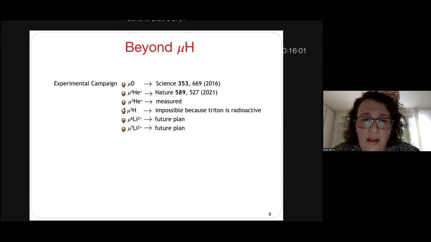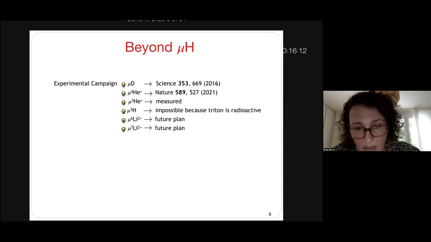The muonic deuterium has been measured and published in Science in 2016. The muonic helium-4 was measured and the results were published in Nature one year ago. The muonic helium-3 has been measured and is presently being analyzed. The muonic triton you cannot really do because it's radioactive. And muonic lithium-6 and 7 are expected to be studied in the future.